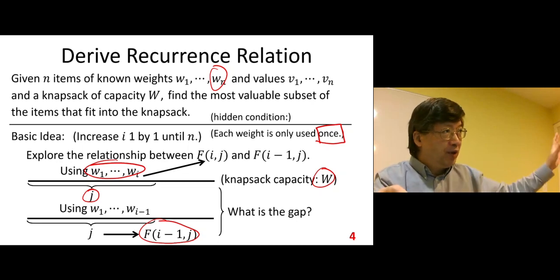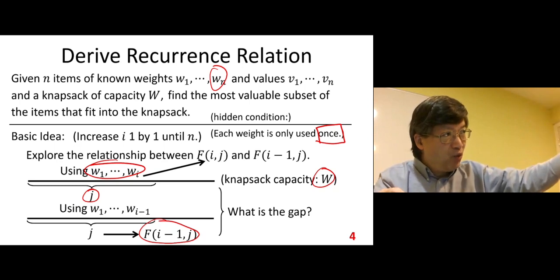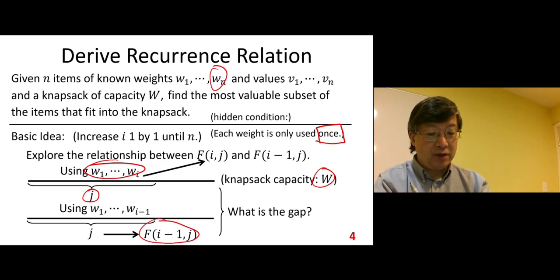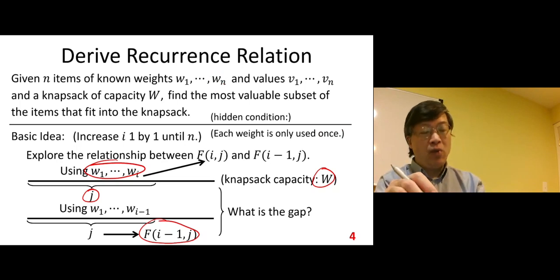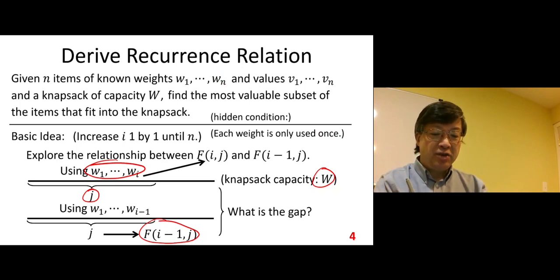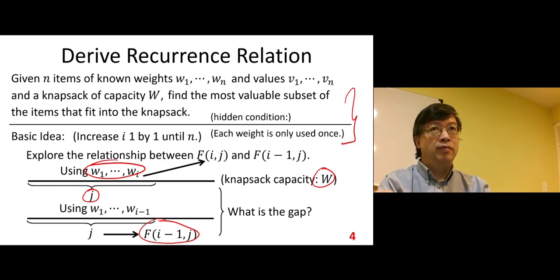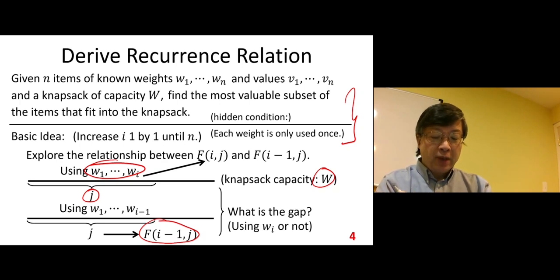One item, if you put it in the knapsack, it's done. You do not have a second chance to put in two items with the same weight. That's the assumption, and that's why it's hidden. In the question, it's not explicitly stated in that way, but that's the meaning of the original knapsack problem.